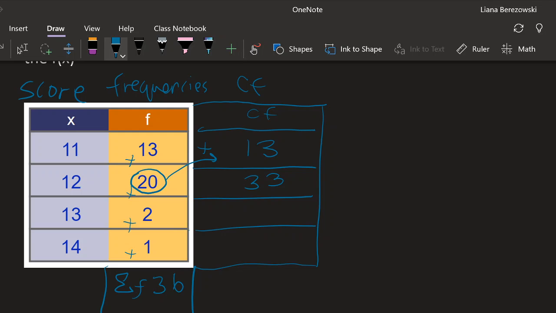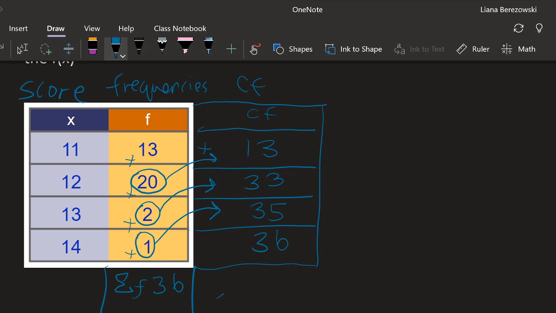I'm going to do the same thing with my next score. So my next score was 13 and its frequency was 2. So I'm going to add that 2 to my last cumulative frequency, which was 33. So my next cumulative frequency will be 35. I'll do the same thing for my last score. My last score is 14 and my frequency for 14 was 1. So I'm going to add that to my last cumulative frequency, which is 35, which is just going to give me a final cumulative frequency of 36.